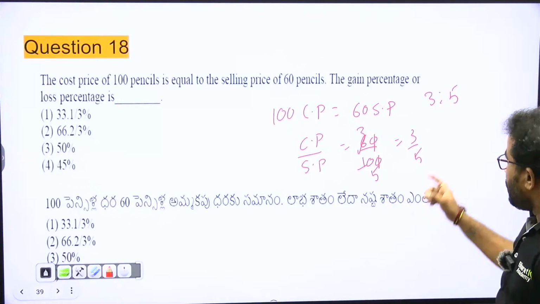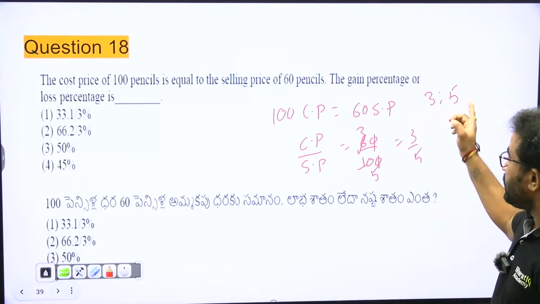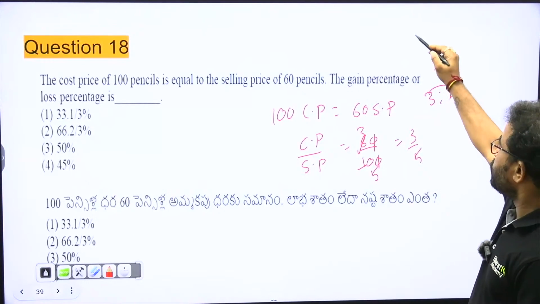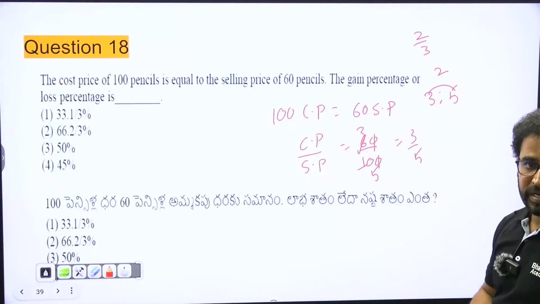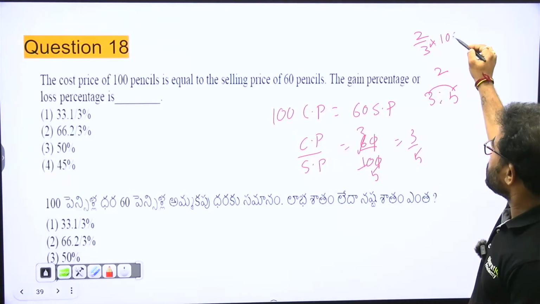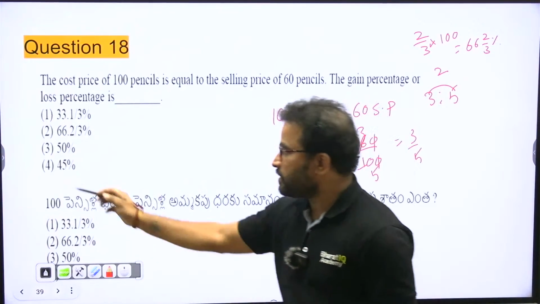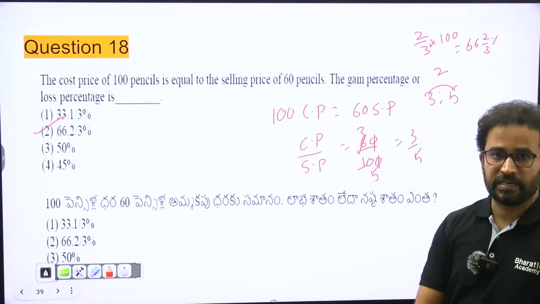It means I'm buying a pencil at 3 rupees and selling at 5 rupees, so how much profit are we getting? 2. So based on 3, I am getting 2 by 3. 2 by 3 into 100 is nothing but how much we are getting, 66. 2 by 3 percent profit is the right answer. So C, the second one, is the right answer.